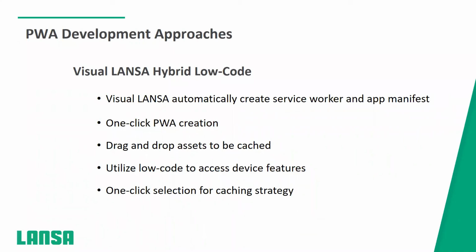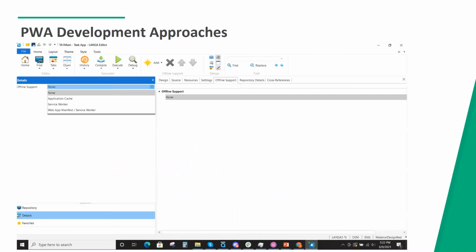And along with one-click PWA creation, we have one-click caching strategy. So that network first, cache first, you're not going to have to code that. You're simply going to click a checkbox and say, I want network first, I want cache first. Just to highlight how we do it, this is simply it. You go to offline support, and then you have your app manifest and service worker, and you click on that and you have created a progressive web app.